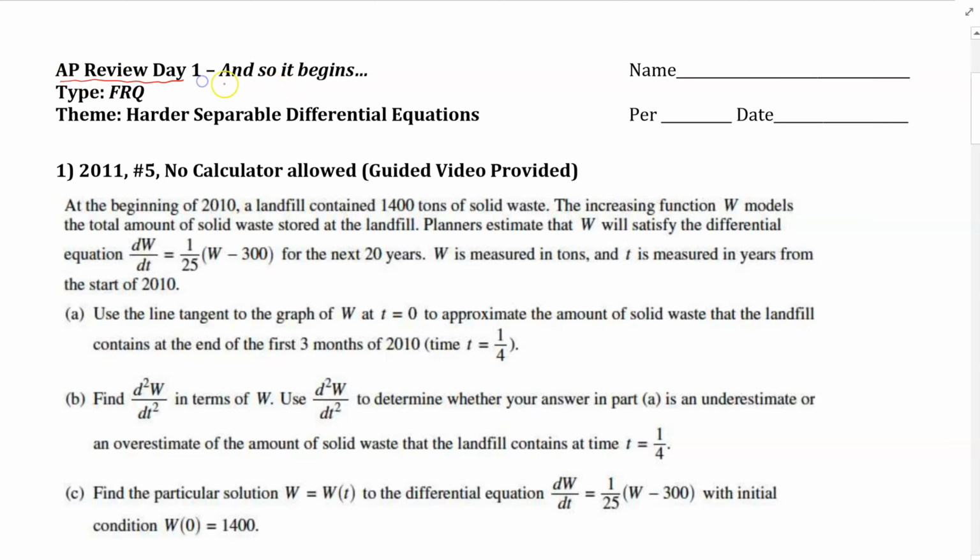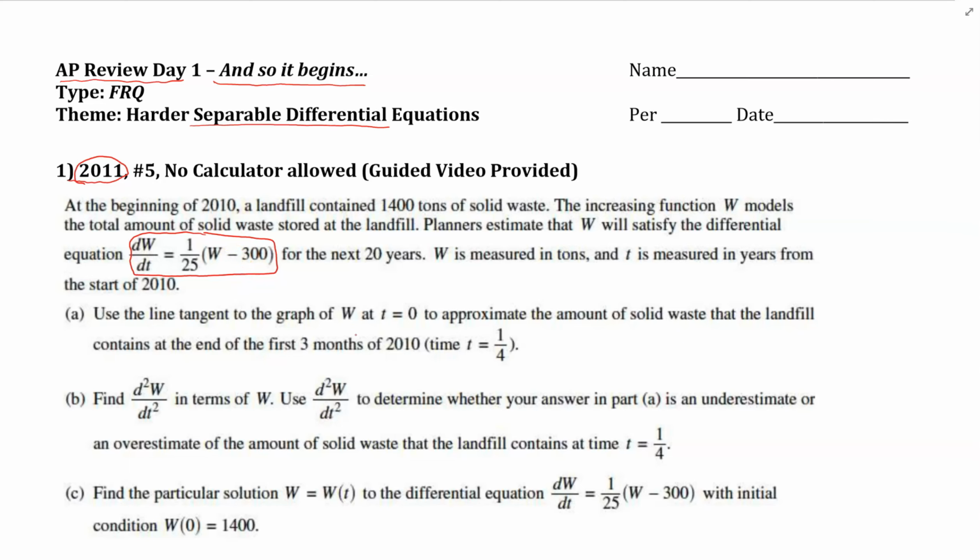AP Review Day 1. So it begins. Now, this is the question here that I was referring to from 2011. What made it harder and different than any other previously given separable differential equation is that in the derivative, which you see here, the derivative of w with respect to t, there is no variable t. So it was the first time they had a separable differential equation with only the dependent variable in the derivative and not both the dependent and independent variable, which can be really counterintuitive and just odd.